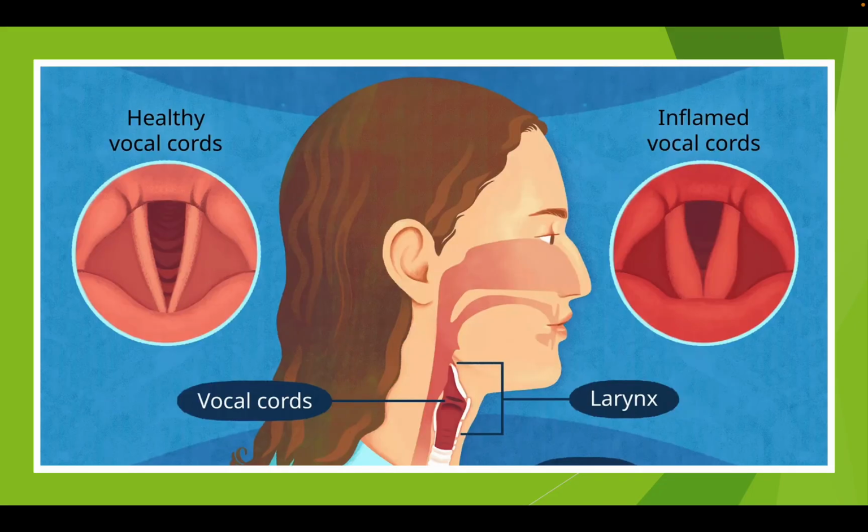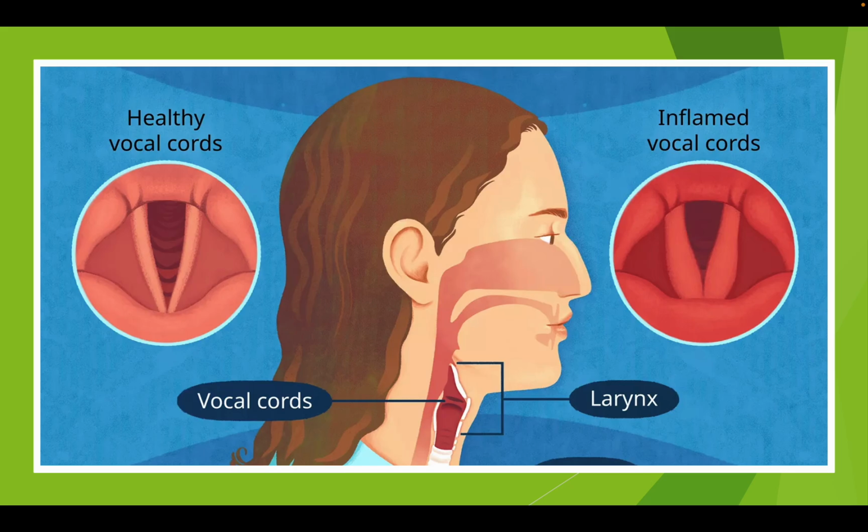This is an image that I found which does an excellent job at demonstrating laryngitis. Here, it shows that laryngitis impacts the larynx. Further, it demonstrates how the vocal cords are located within the larynx and are impacted as a result of laryngitis. On the left is an image of healthy vocal cords. These vocal cords are not inflamed and they are able to vibrate properly in order to produce speech.